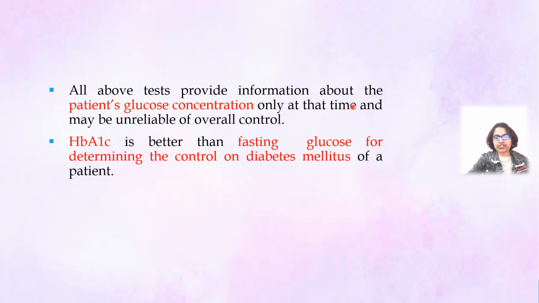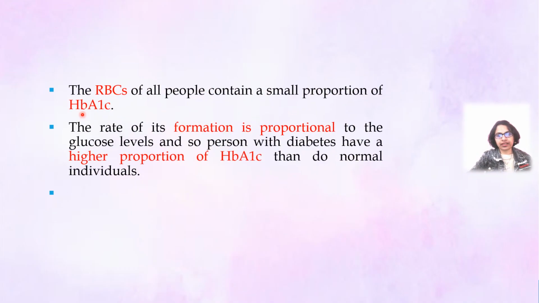Other tests provide information about the patient's glucose concentration only at that time and may be unreliable for overall control. HbA1c is better than fasting glucose for determining the control of diabetes mellitus in a patient. The RBCs of all people contain a small portion of HbA1c. Usually a normal person who doesn't have diabetes will have a lower A1C level. The rate of its formation is proportional to the glucose level, so a person with diabetes has a higher proportion of HbA1c than normal individuals.